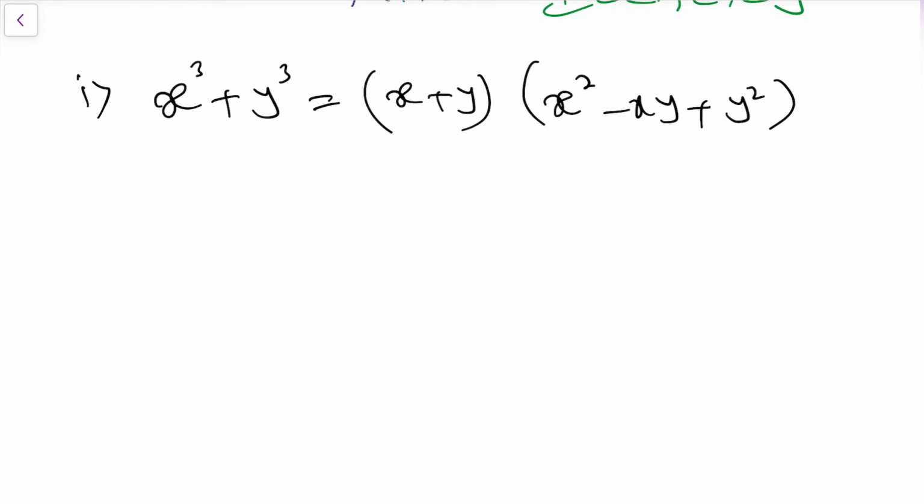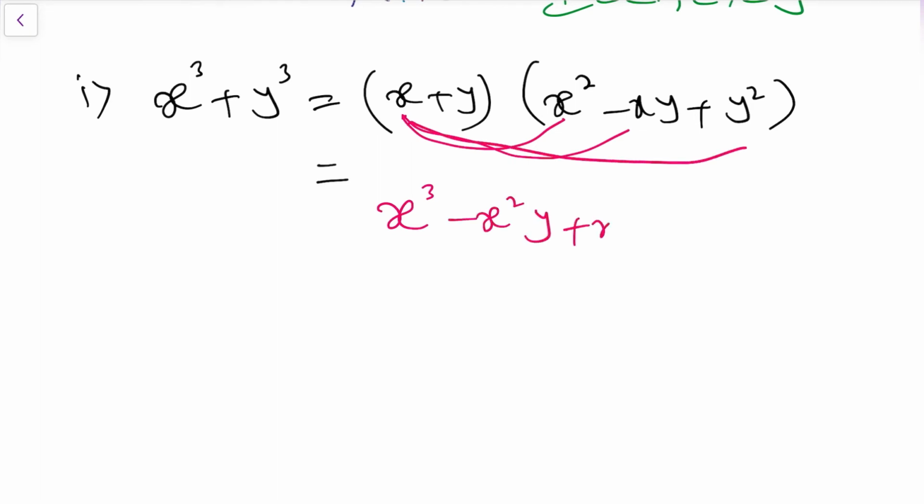So the left side is already in simplified form, so I am not going to touch the left side. Simply I will solve the RHS. x into x square, x power 3, x into minus xy, minus x square y, x into y square, xy square. First one into first one, first one into second one, first one into third one completed.